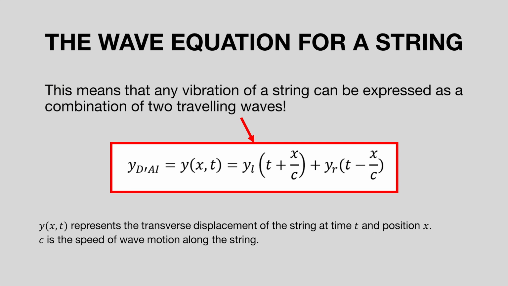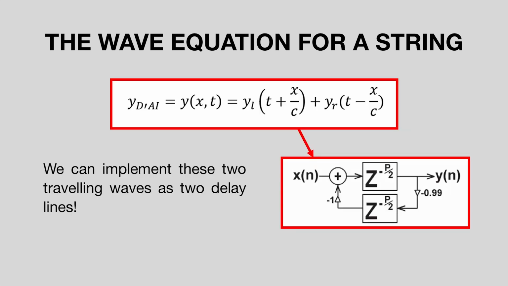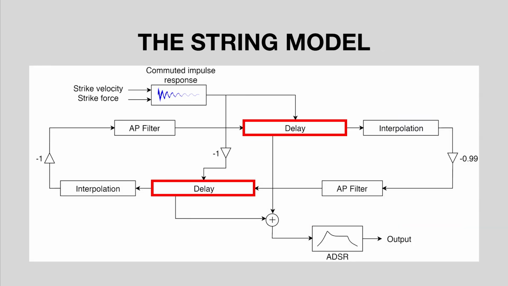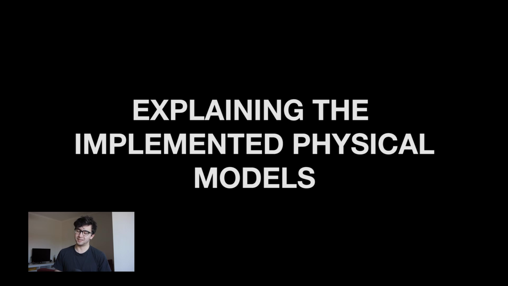We can now use this equation to model a string in software as delay lines. We can have one delay line represent the left travelling wave and one representing the right travelling wave, and obtain the output sound by sampling a section of both of the delay lines and adding them together. That brings us to our string model, which I'll now explain.